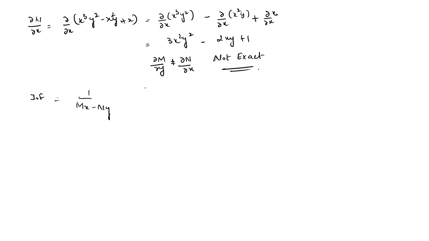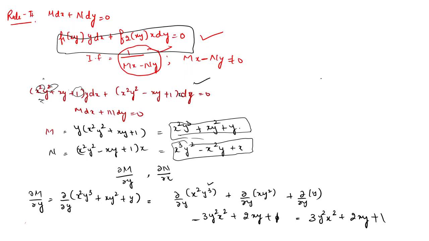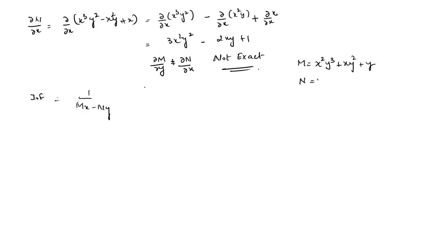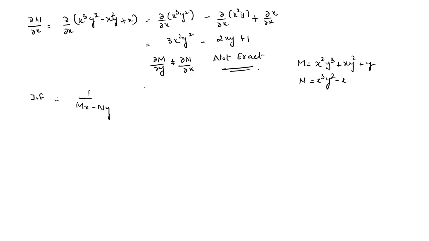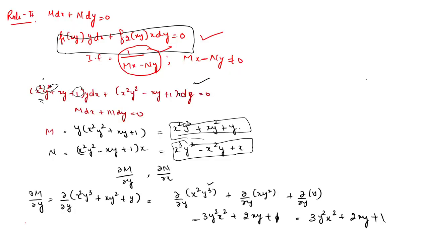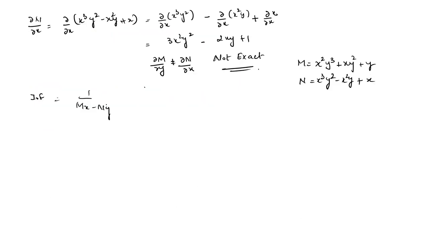So as we know the value of m, the value of m is here: x square y cube plus xy square plus y. The value of n is over here: x cube y square minus x square y plus x. So see, we will solve it.